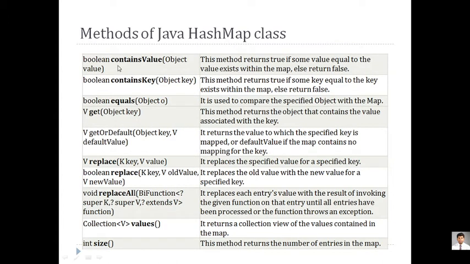Then contains key is for checking whether the key is present or not. Contains value is for checking whether the value is present or not. Equals is for checking two objects. Get is for retrieving a specific key's value.